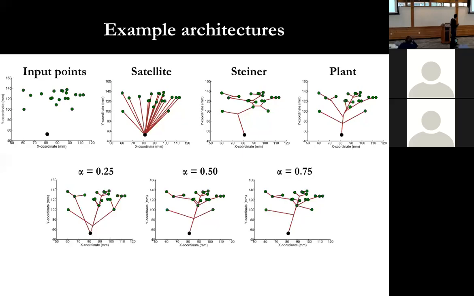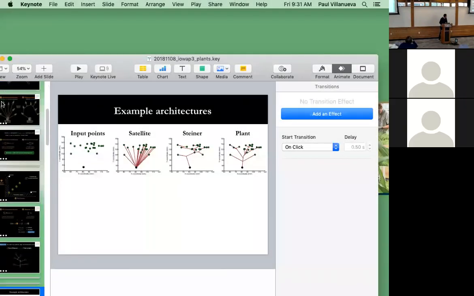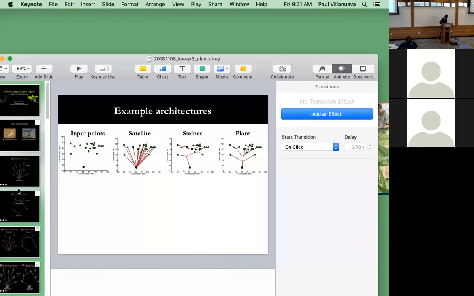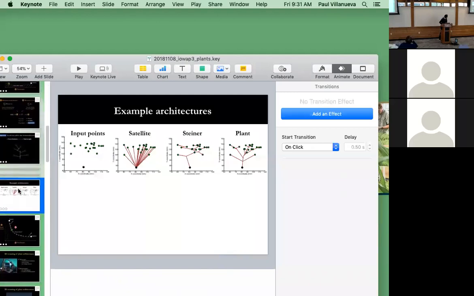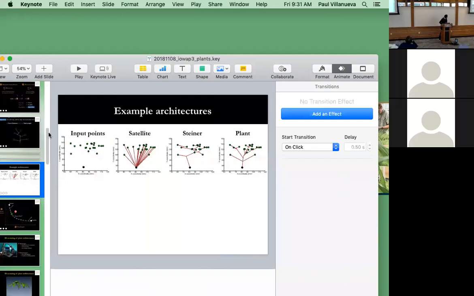So if alpha equals 0.25, actually, Paul, something happened here. I'm just going to check something real quick. I'm sorry about that. Okay, it's okay.